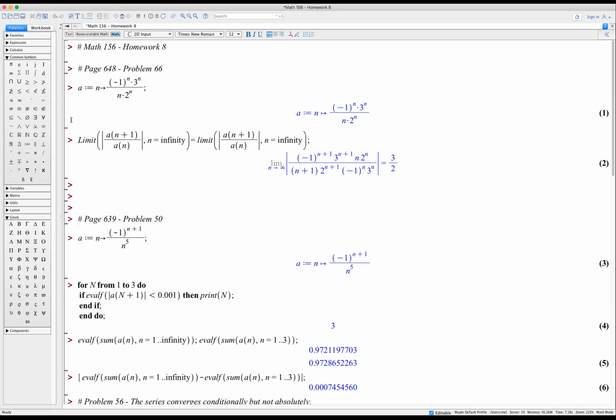Okay, this is better. So here is the nth term of the series. Here I take the ratio of the absolute values of consecutive terms. The limit is 3/2. If the limit is bigger than 1, the series diverges. By the ratio test, the series diverges. I mean, you could do this by hand, but I'm just having Maple do the calculation.